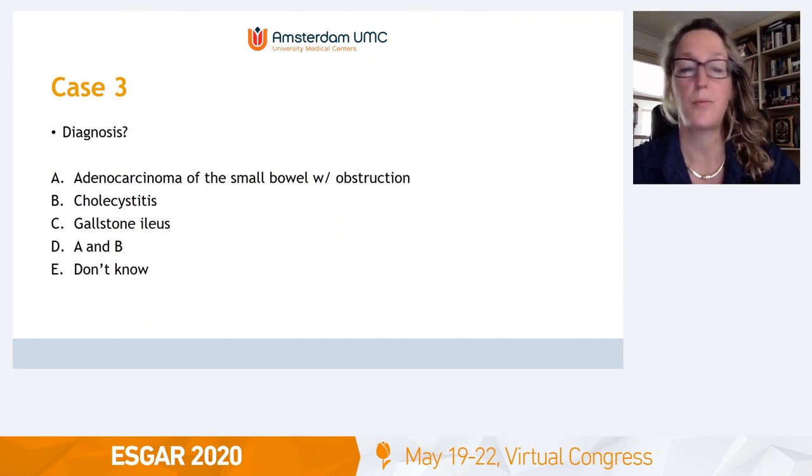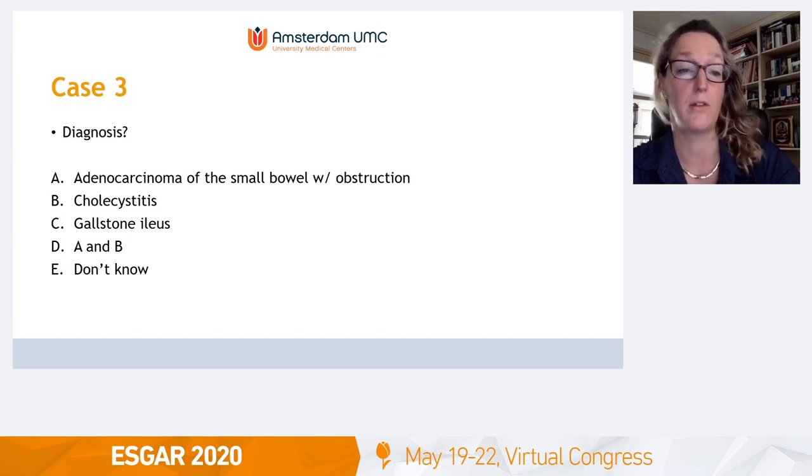So what could this diagnosis be? Again, I'll give you some seconds to put an answer in the chat. Can it be A, adenocarcinoma, B, cholecystitis, C, gallstone ileus, D, both adenocarcinoma with cholecystitis, or E, I don't know.